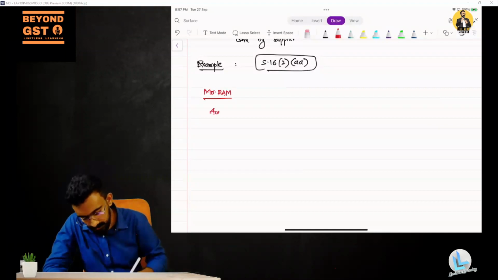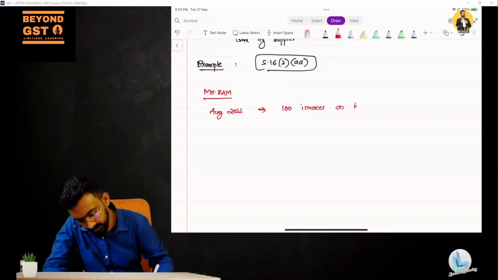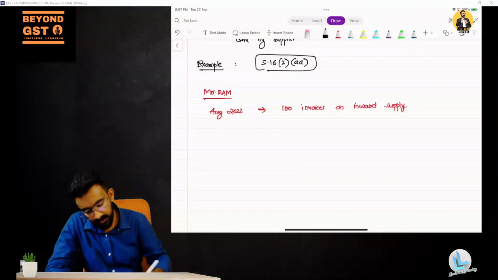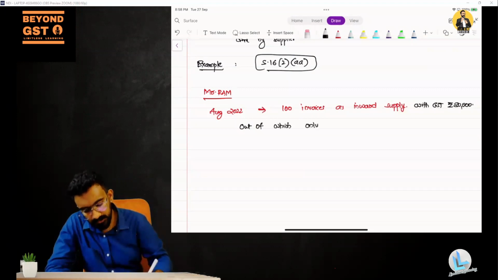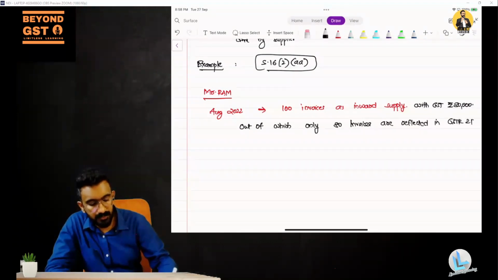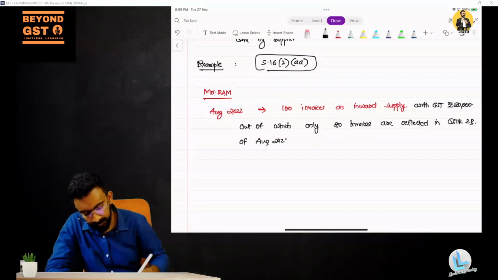in August 2022 has 100 invoices as inward supply with GST of rupees 80,000, out of which only 80 invoices are reflected in GSTR2B of August with GST of rupees 60,000.